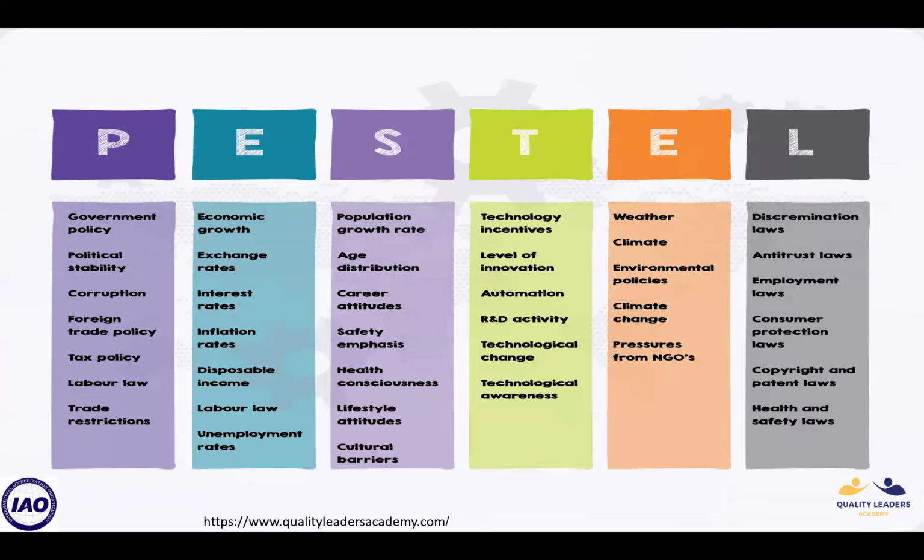P, politics, means elections, government stability, healthcare policy. What's the external environment regarding this, right? Economic means interest rates, inflation, and all. Social means health consciousness, cultural attitudes, aging population. Then technology, etc.